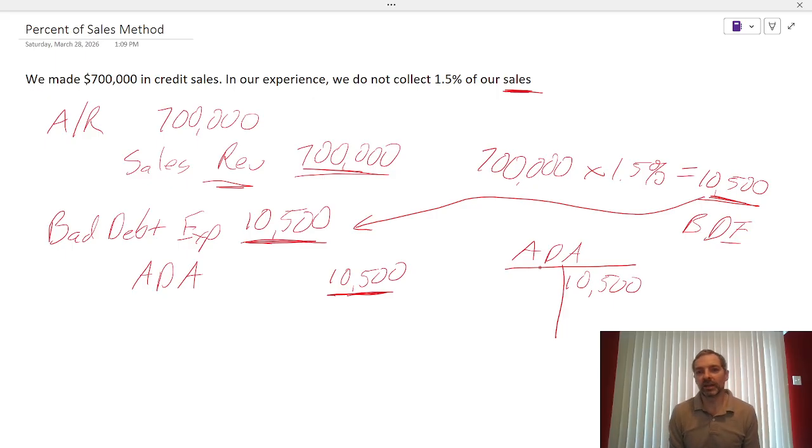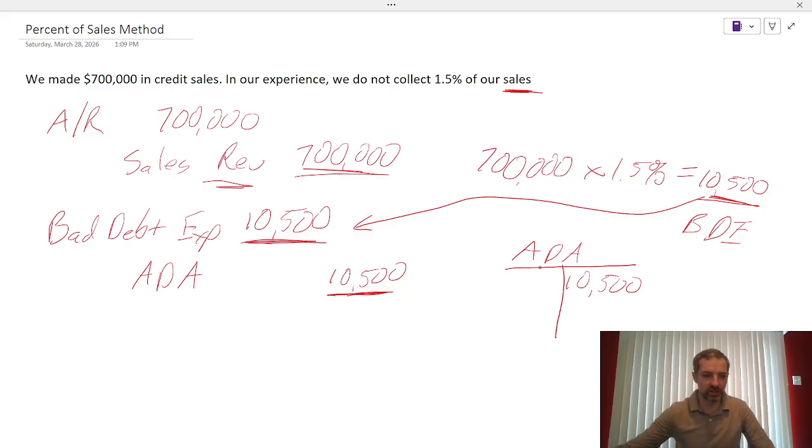Let's say that we underestimated how much our bad debt expense was. So, for example, we guessed that we wouldn't collect $10,500, but we had a bad year, and at least our collections department had a bad year, and we missed out on $15,000.